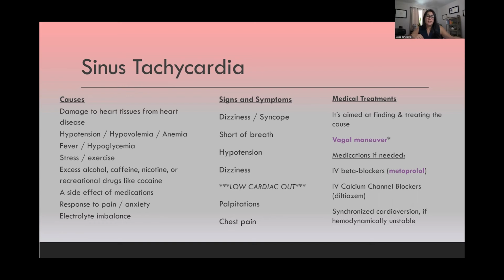Then another thing is what the signs and symptoms are. So pretty much they could have dizziness, they could have palpitations, chest pain sometimes, shortness of breath, but it all goes back to low cardiac output. If my heart is pumping really, really fast, it doesn't allow time for my ventricles to fill with enough blood to pump to the rest of the body. So again, cardiac output is compromised.